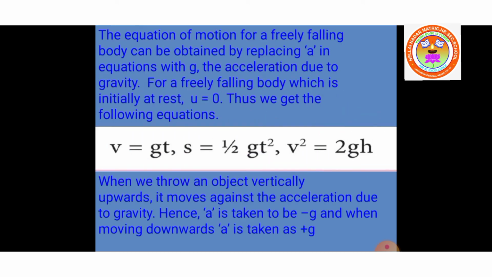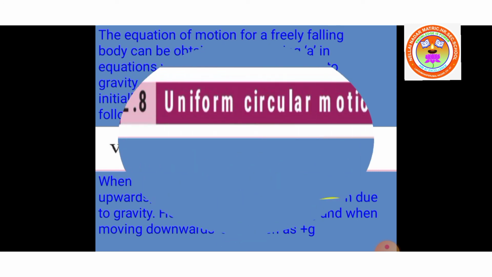Okay students, so when we throw an object vertically upwards, it moves against the acceleration due to gravity. Hence, the acceleration a is taken to be minus g. It is opposite to the acceleration due to gravity. So the letter a is replaced by minus g. And when the object is moving downwards, the acceleration of the body depends upon the acceleration due to gravity. So the letter a is replaced by plus g.